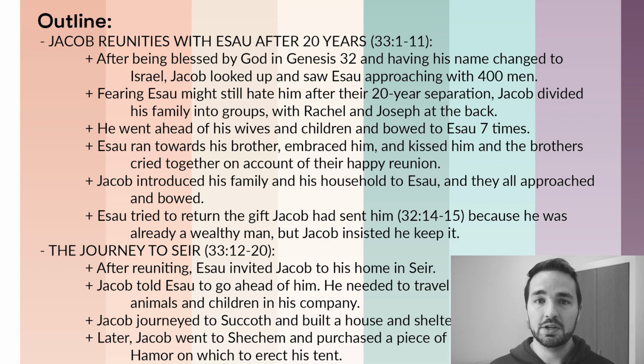Jacob then introduced his children and his wives and his household to Esau, and they all came before Esau and bowed. Jacob gave Esau the present that he had prepared that we talked about in the last chapter. Esau tried to reject it. He said, look, I have enough. I don't need it. But Jacob insisted, and so Esau kept the gift.